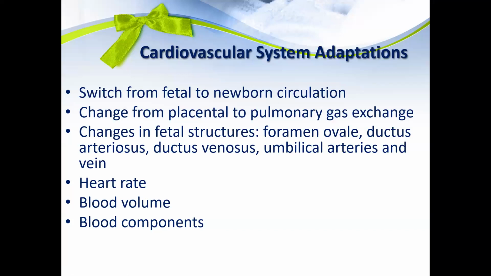All right, so what kind of changes are we going to see with the cardiac system? We're going to switch from fetal to newborn circulation. We'll change from gas exchange that happens now in the placenta during utero to external life gas exchange, which is going to occur in the lungs, right? Changes in those structures, the foramen ovale, the ductus arteriosus, the ductus venosus, the umbilical arteries and vein.